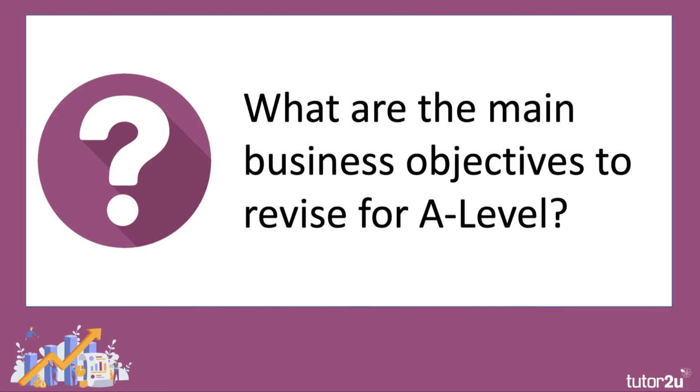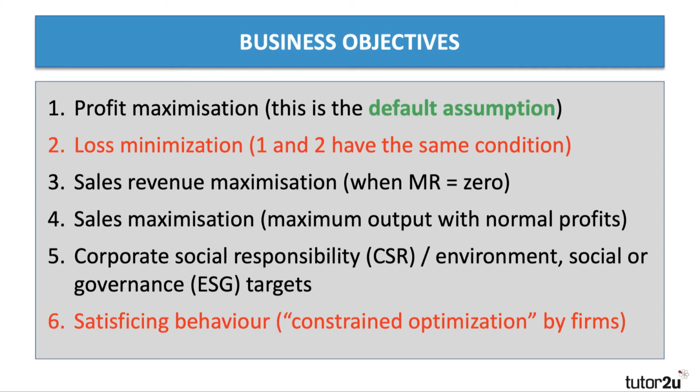So what are the main business objectives that you need to revise for your A-level assessments and exams? Well, here's a list of 6 key objectives. I suppose the obvious one will be profit maximization, which is the default assumption of much of the standard theory of the firm. Obviously an assumption you should challenge and question whenever you can.